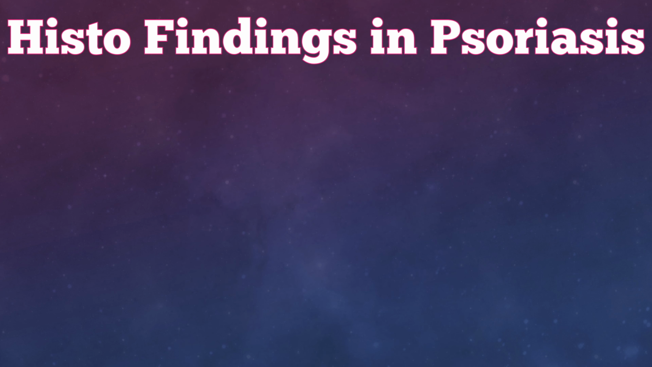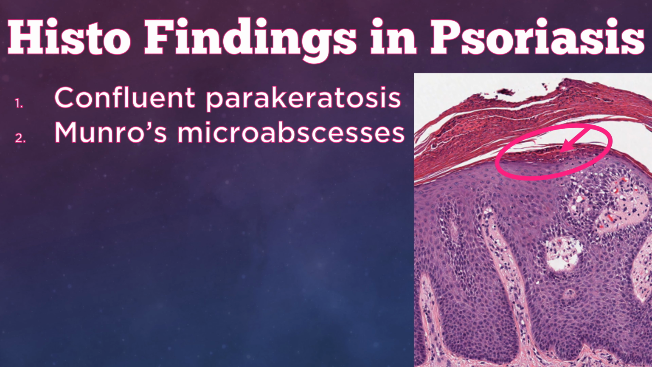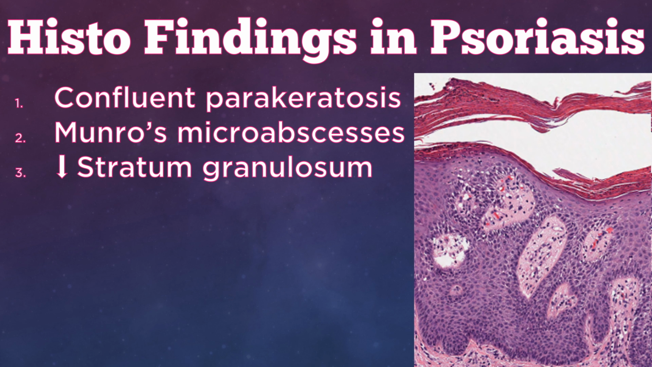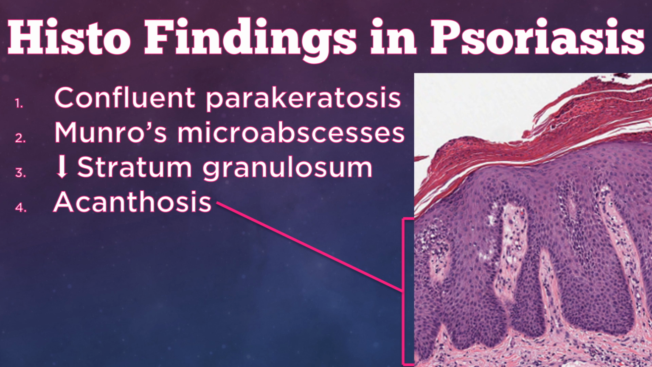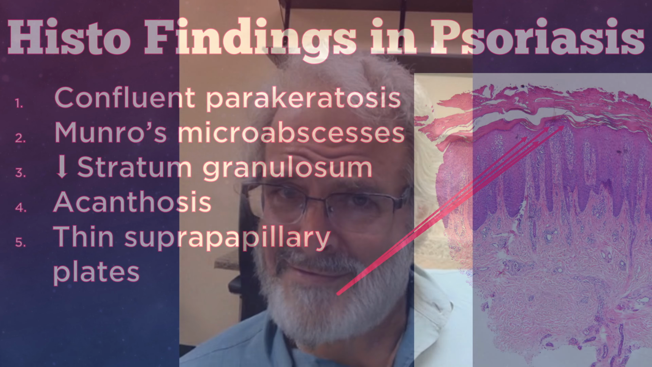You respond, well, starting at the surface, you would see parakeratosis with collections of neutrophils called Munro's microabscesses in the stratum corneum. There is classically a decreased or absent granular layer and regular acanthosis with thinning of the epidermis above the dermal papilla. Okay, I've certainly heard worse answers.